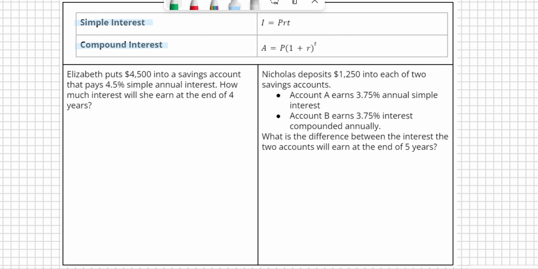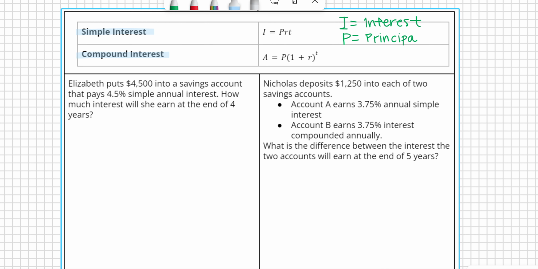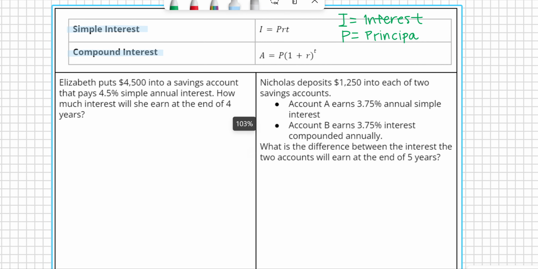With simple interest, the formula that you can use is the interest earned will be equal to the principal times the interest rate times the time. I'm going to write that out here. The I is equal to the amount of interest. The P stands for the principal, and the principal is like the original account balance or the starting amount, or the amount in the beginning.